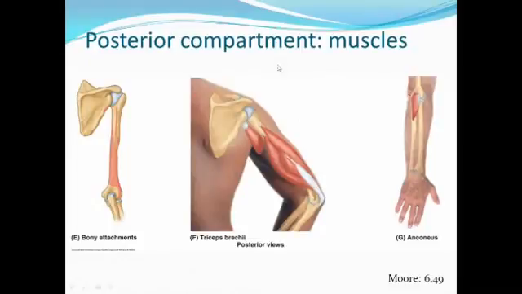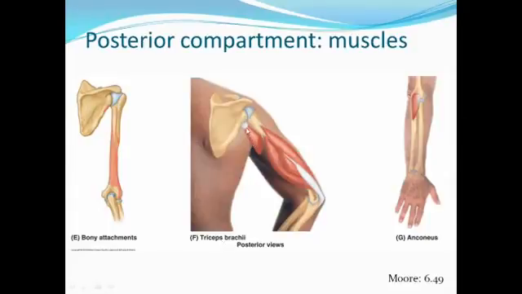Moving on to the posterior compartment muscles, we have a similar image, again taken from Moore's. We can see the posterior compartment muscles shown in full and also the bony attachments. So let's go through them one by one. The most prominent muscle in the posterior compartment is the triceps brachii. It's named for the 3 attachments or 3 heads that it possesses.